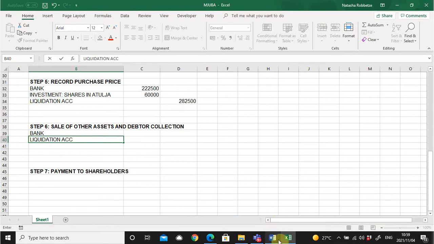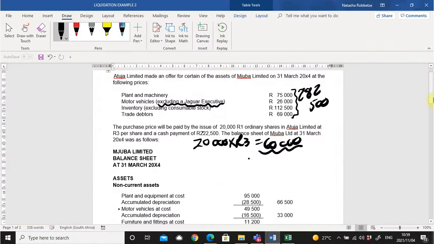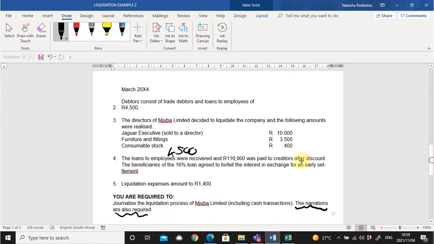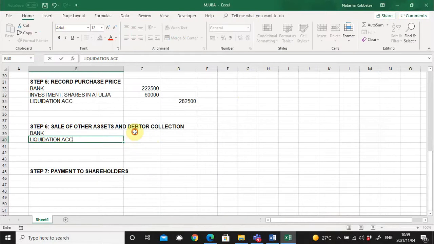So if I look at my question, there was quite a number of sales there. We had the 10,000, 3,500 and 400, and then we also had employees who paid their loans, so that's a debtor collection of 4,500. So here I'm going to record the total: the 10,000 for the Jaguar, add the 3,500 relating to the furniture and fittings, add the 400 relating to the consumables, and then add another 4,500 relating to the employee loans, which we collect because it was part of our debtors total.